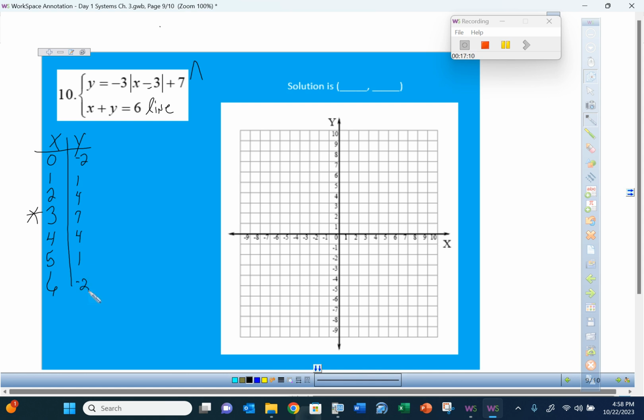Let's graph them real fast. 0, negative 2. 1, 1. 2, 4. 3, 7. And because of symmetry, I'm going over 1 and matching the dot, over 1, matching the dot, over 1, matching the dot. It's a V-graph, so we need our straight edge.